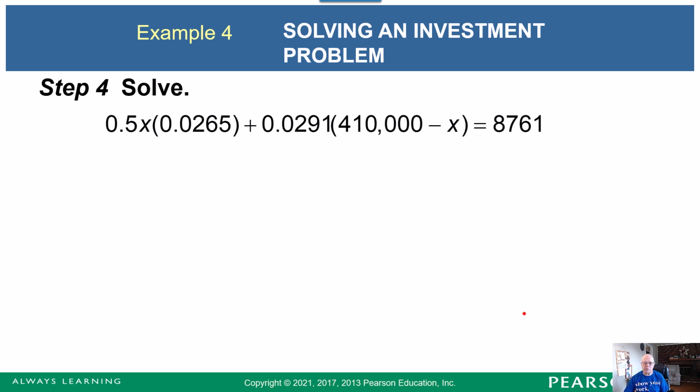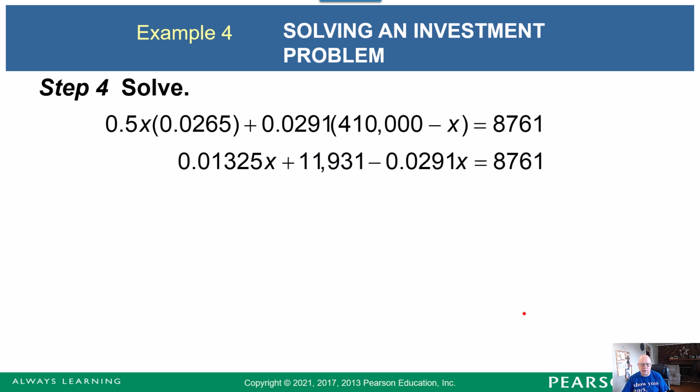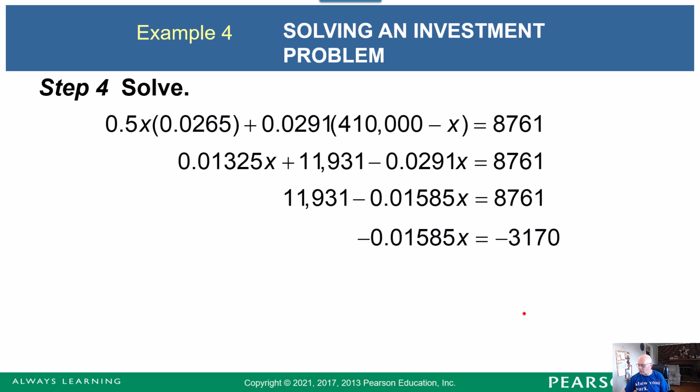Time to solve it. You use that distributive property, and here you go. Simplify, because you need to subtract those X terms, and subtract the 11,931 from both sides. Now notice that the number in front of the X, the coefficient, is negative 0.01585. Divide both sides by negative 0.01585. And there's your answer.